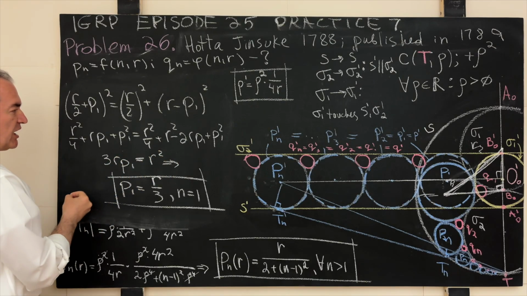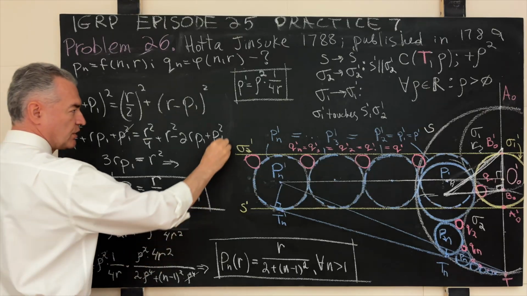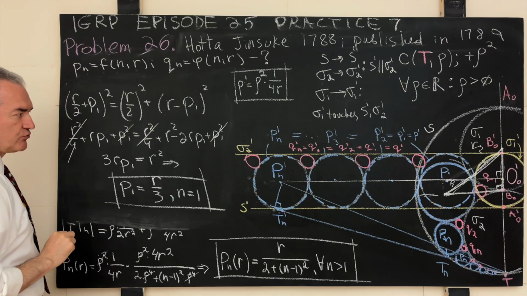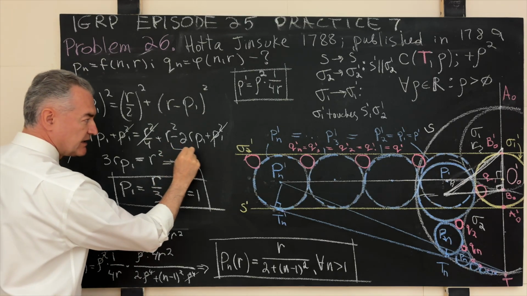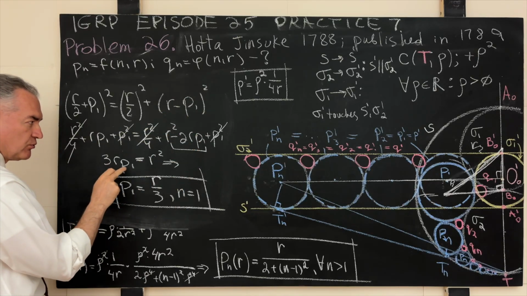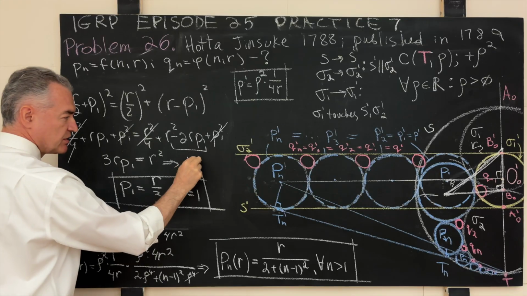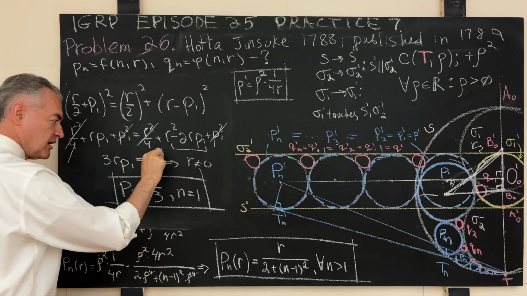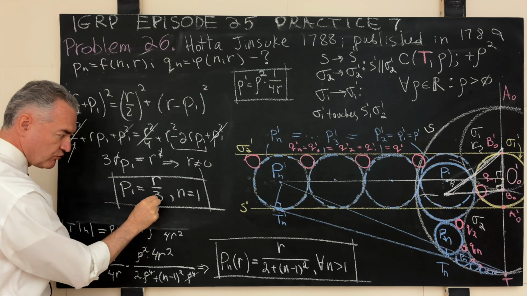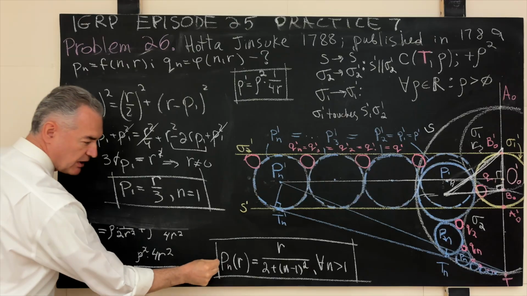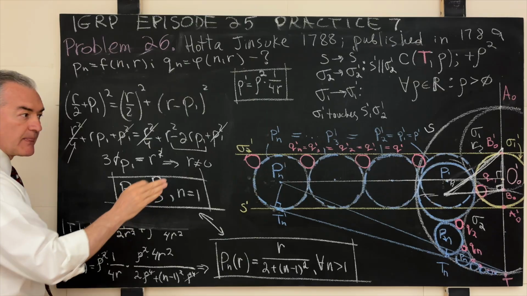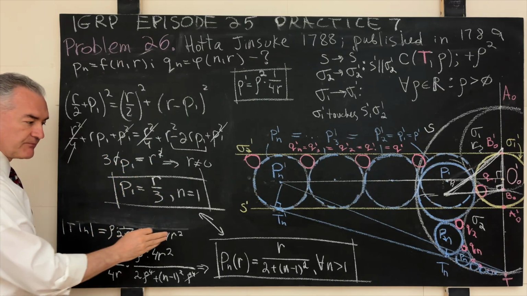Open up the squares, and then notice what? p1 squared and p1 squared cancel each other out. r squared over 4, r squared over 4 cancel each other out. Negative 2rp1, positive rp1, bring sum 3rp1 equals r squared. Remember that r is not 0. Kill 3p1r. So from here, p1 is r over 3 for n equals 1. So combined with this relation right here, we solve the problem for the blue family of P circles completely.